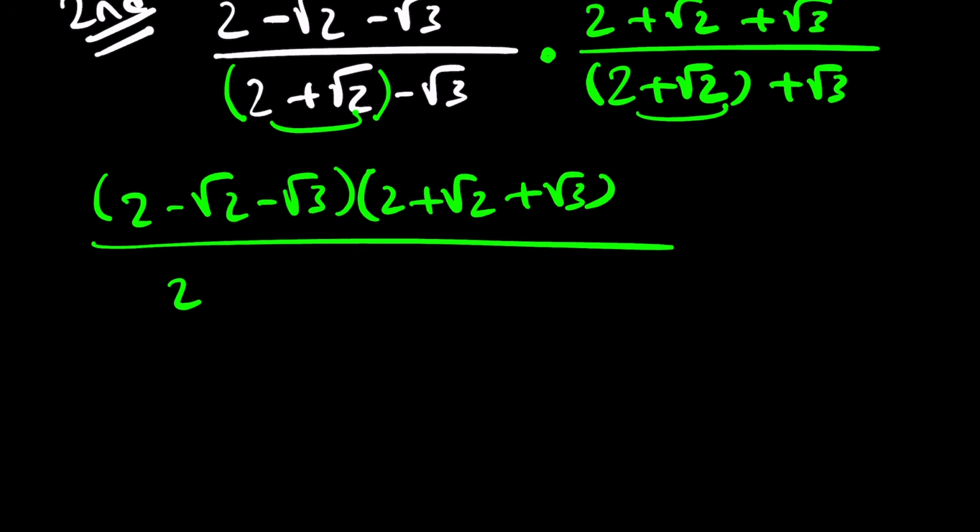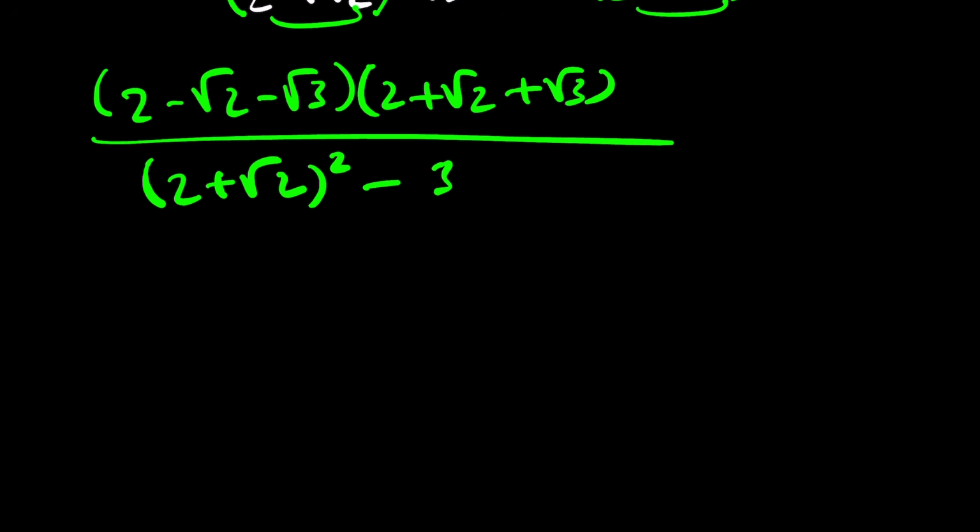Now, when you multiply these two things, you're going to get something like this. Okay? Square root of 3 squared is 3. Now, if you expand this, you're going to get 4 plus 2 plus 4 root 2 minus 3. That's going to give you 6 minus 3, 3 plus 4 root 2. That's our denominator. It's okay. And what we're going to do is we're going to multiply by one more time.